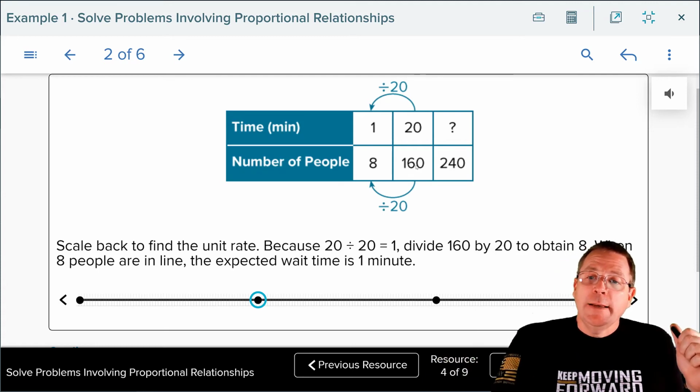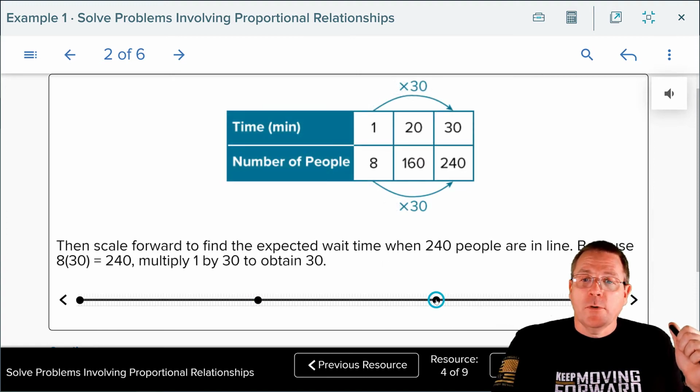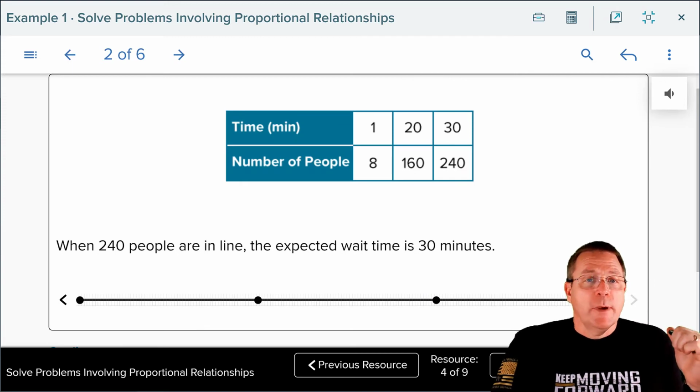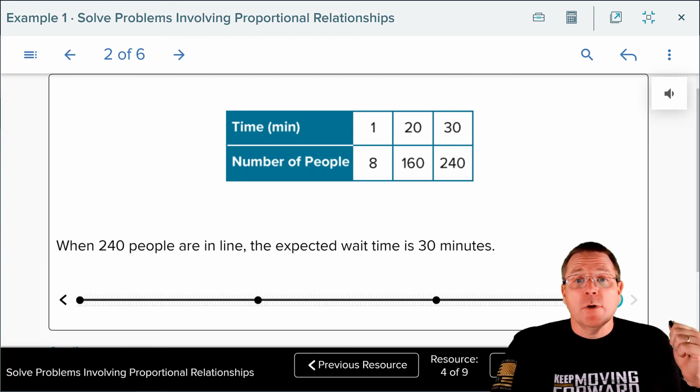So now 8 times what number is 240? That is going to be 30. If I do it on the bottom, I have to do it on the top. 1 times 30 is 30, so what is your expected wait time going to be? Your expected wait time is going to be 30 minutes.